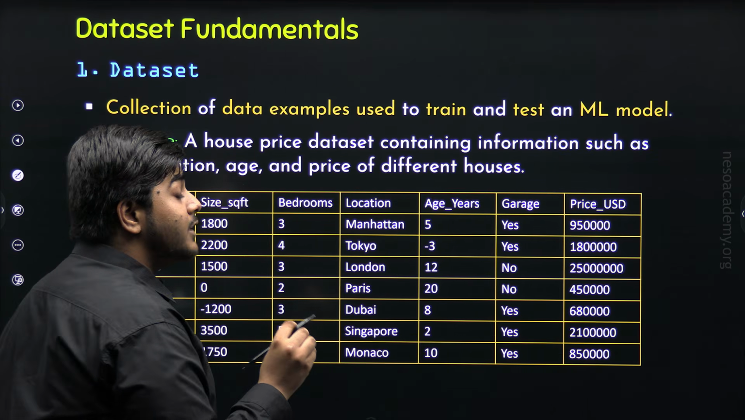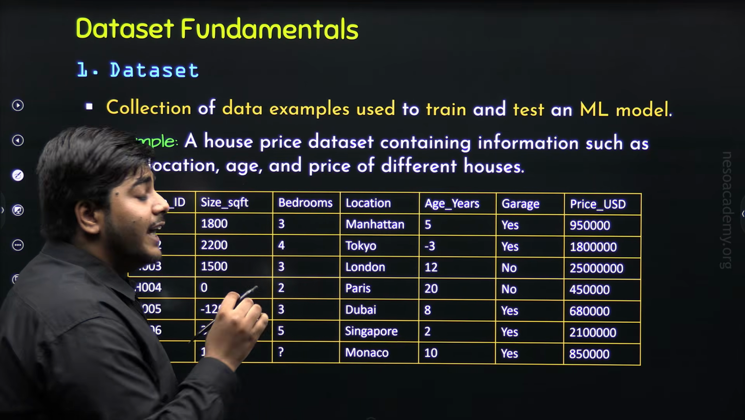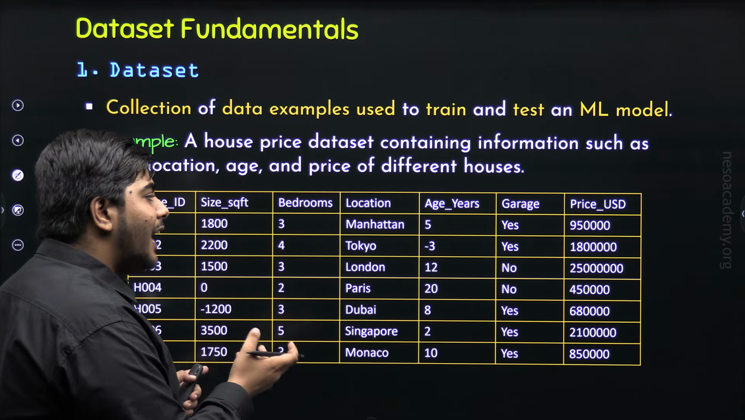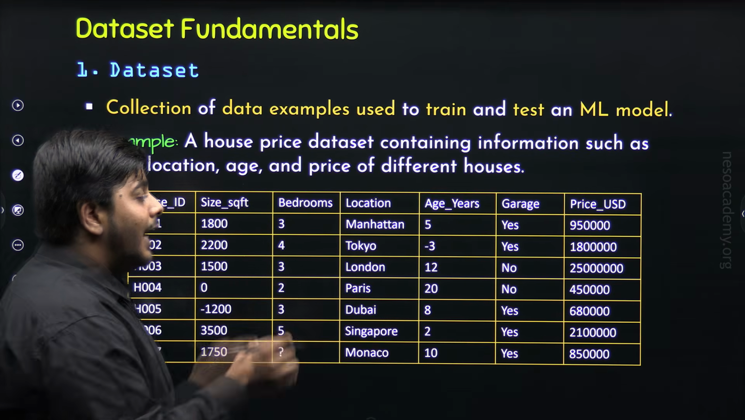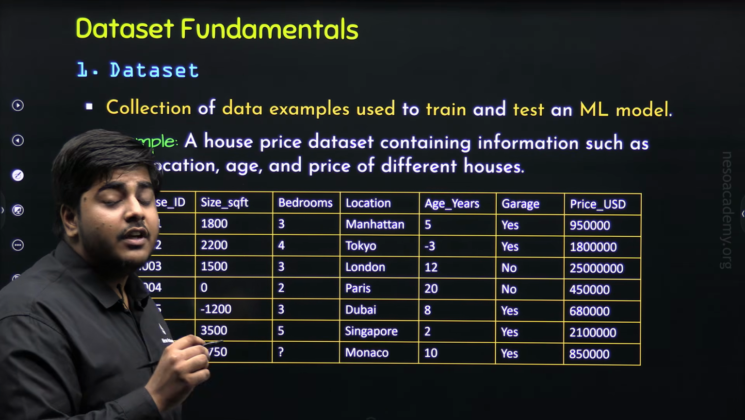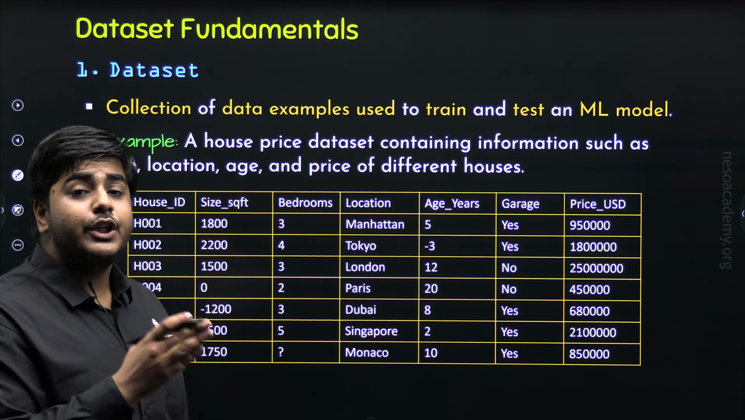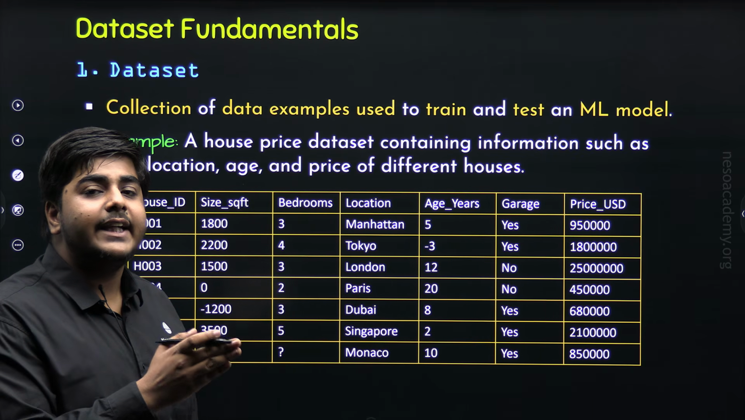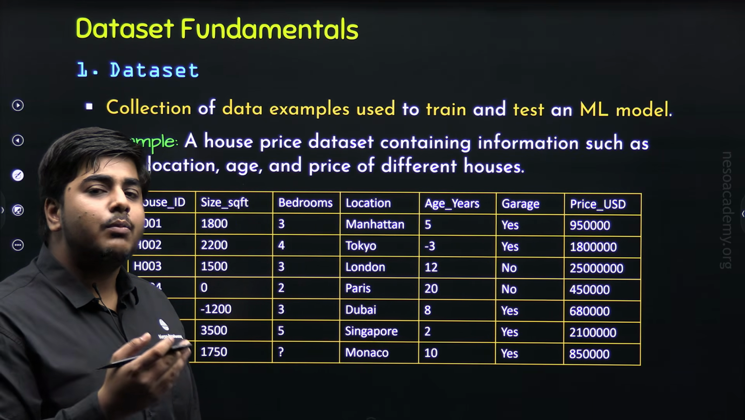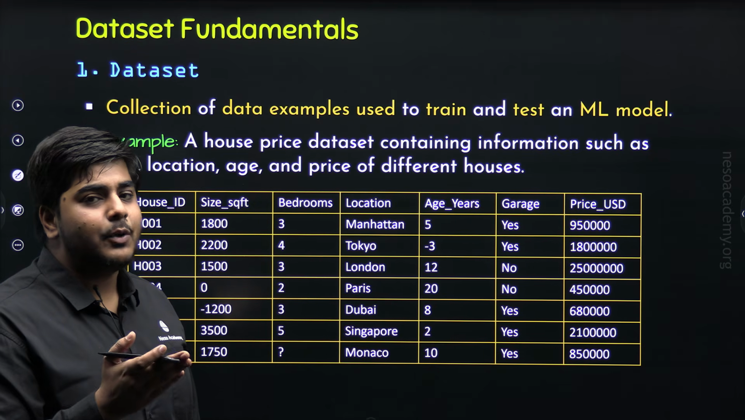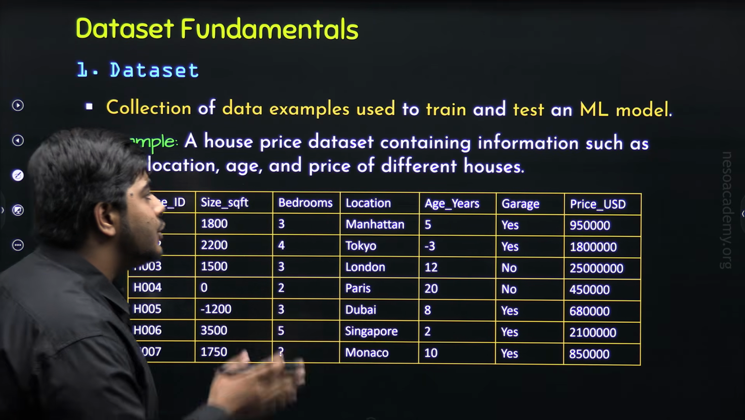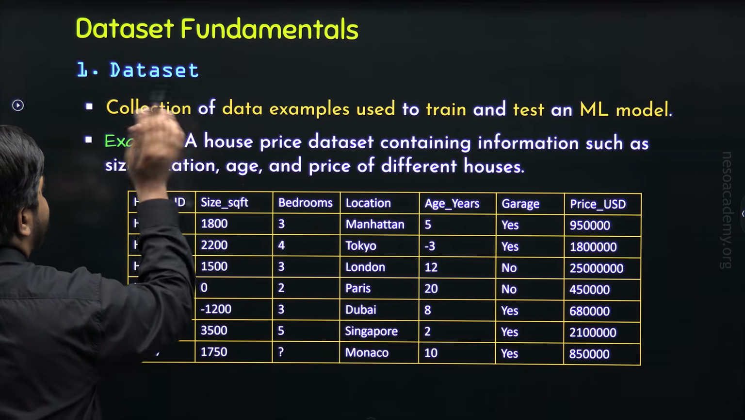So that means it is not necessary that we always get a perfect dataset. There can be some errors in our dataset, and these errors we have to fix. We generally fix these errors during the data pre-processing and data cleaning stages. We will learn more about data cleaning and data pre-processing later on. So I hope you now understand what is a dataset.